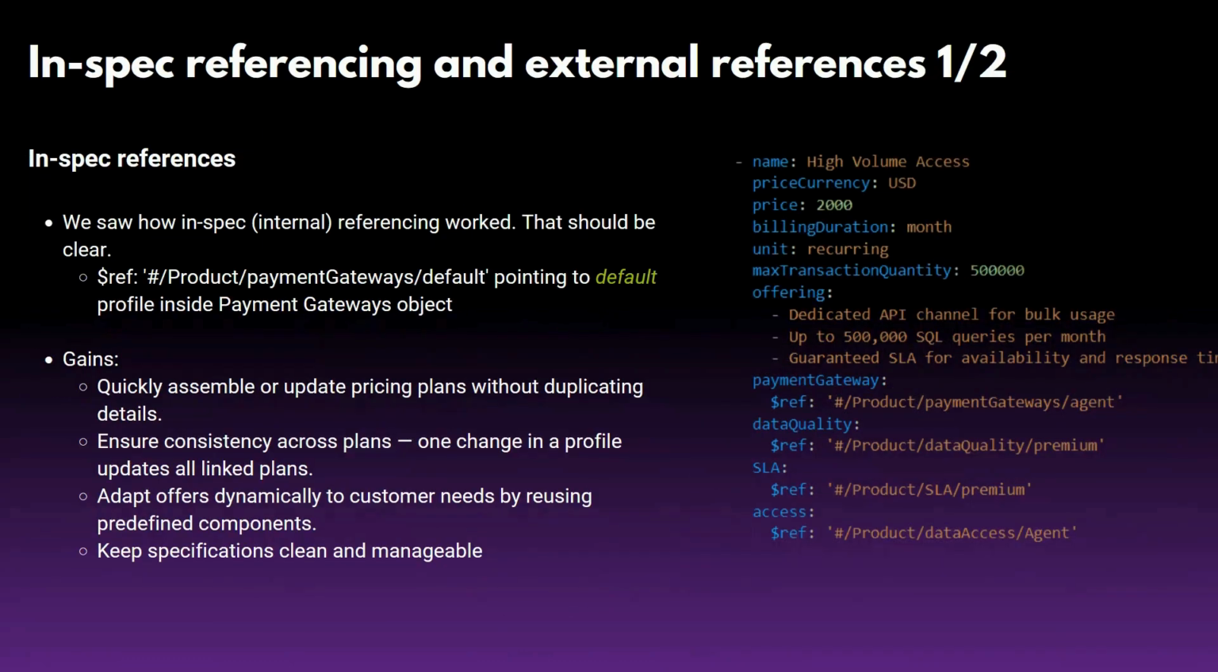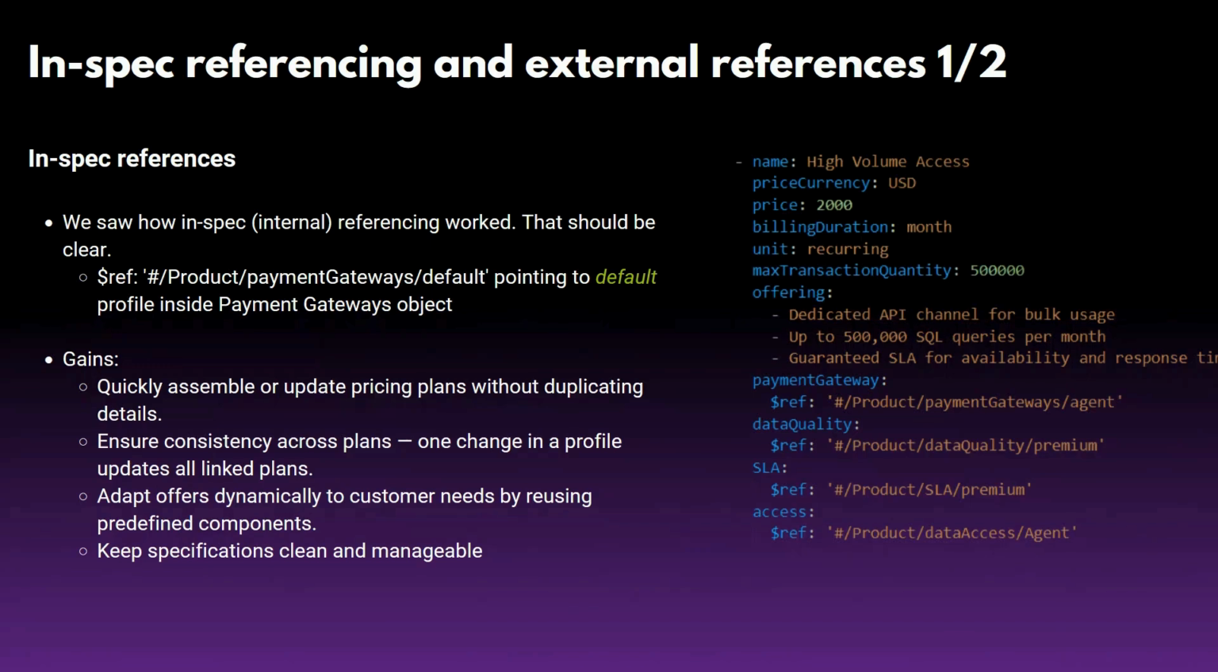So in-spec referencing and external referencing, I've been using these terms a couple of times here, and I think it might still be good to clarify it a little bit. So in-spec referencing or internal referencing, we saw it multiple times now. So it's very clear. We have this ref and then the path to the actual profile that we want to reference. It's pointing to default or something else. And in this example, we have the payment gateway, for example, referencing the agent profile of the payments, and the data quality is premium, SLA is premium, and the access is the agent again.